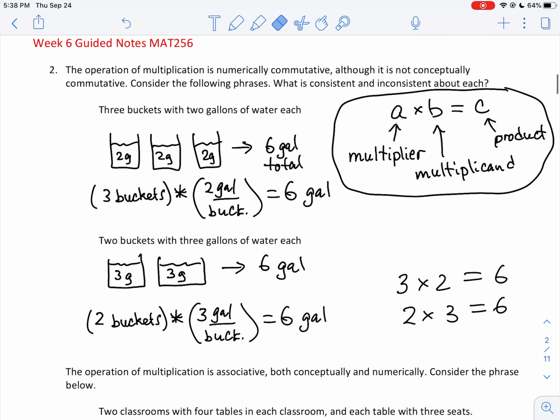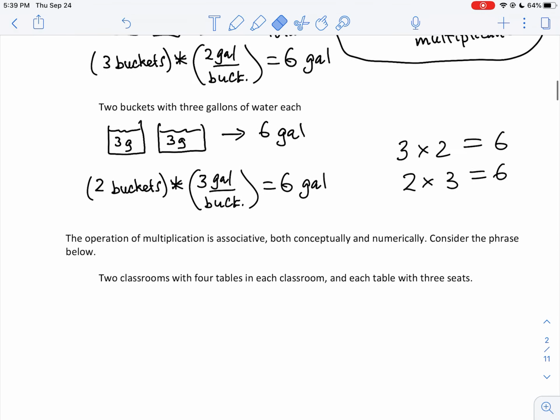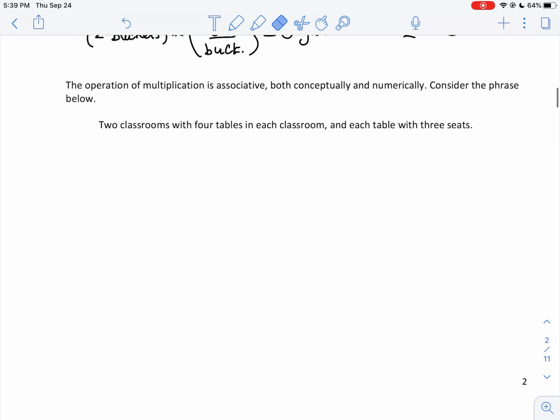All right, so this is what I mean when I say that multiplication is numerically commutative, because when you take the context out of it, 3 times 2 and 2 times 3, you get the same result, you get 6. But I don't consider them to be conceptually commutative because 3 copies of 2 is a different visual than 2 copies of 3, even though they both yield 6 items. The operation of multiplication is associative, both conceptually and numerically.